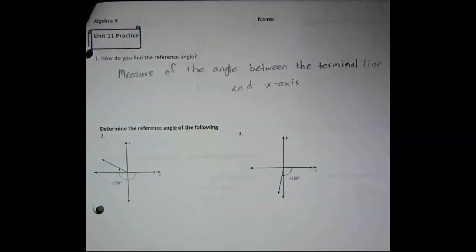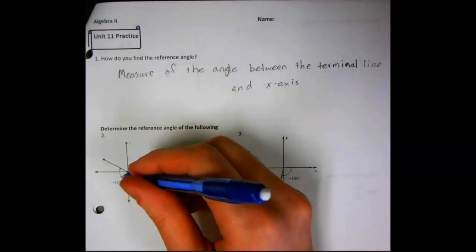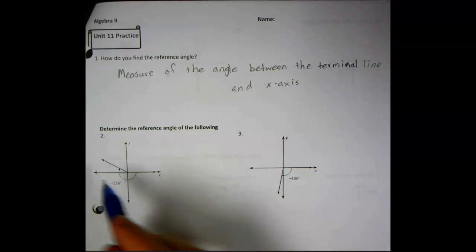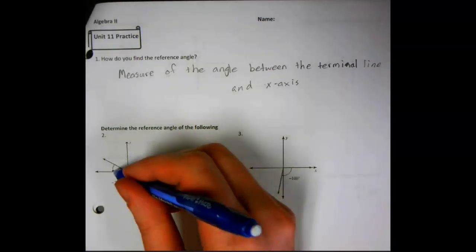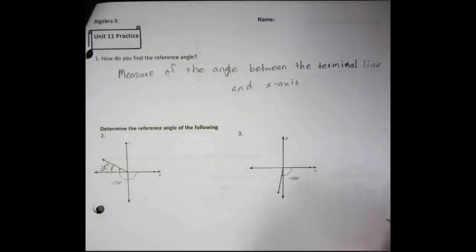So when we're looking at problem 2, when we're trying to determine this reference angle, well, we went 210 degrees. There's 180 degrees in half a circle. So how much would it take to get back to the x-axis? Well, it would take 30 degrees.